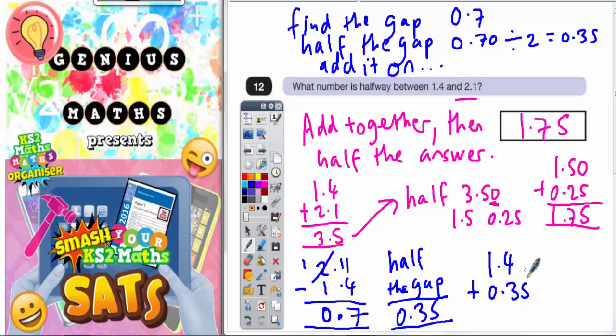Remember, this gap here is a 0, so you can fill a 0 in here, and then just add it on. Nothing add 5 is 5, 4 add 3 is 7, and 1 add nothing is 1. Put your decimal point in, and look, you've got exactly the same answer, two different ways. So 1.75 is the answer we're looking for.